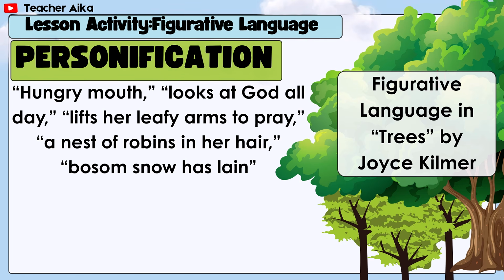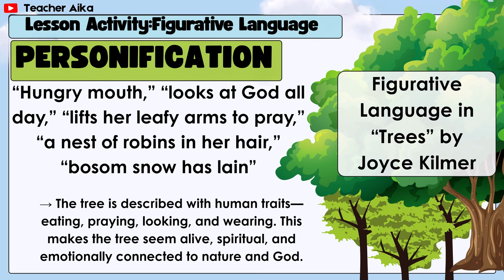Personification: hungry mouth, looks at God all day, lifts her leafy arms to pray, a nest of robins in her hair, bosom snow has lain. The tree is described with human traits: eating, praying, looking, and wearing. This makes the tree seem alive, spiritual, and emotionally connected to nature and God.